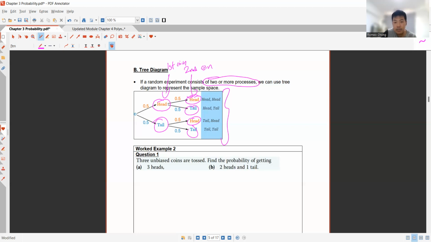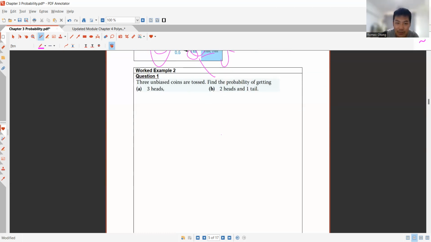And this tree diagram only involves 2 processes, 1 and 2. Of course, you can make it more. Let's say you throw the third coin also, right? You can just extend from here, extend from here, extend from here. Then your tree diagram will become very big. Okay, let's look at the next example.